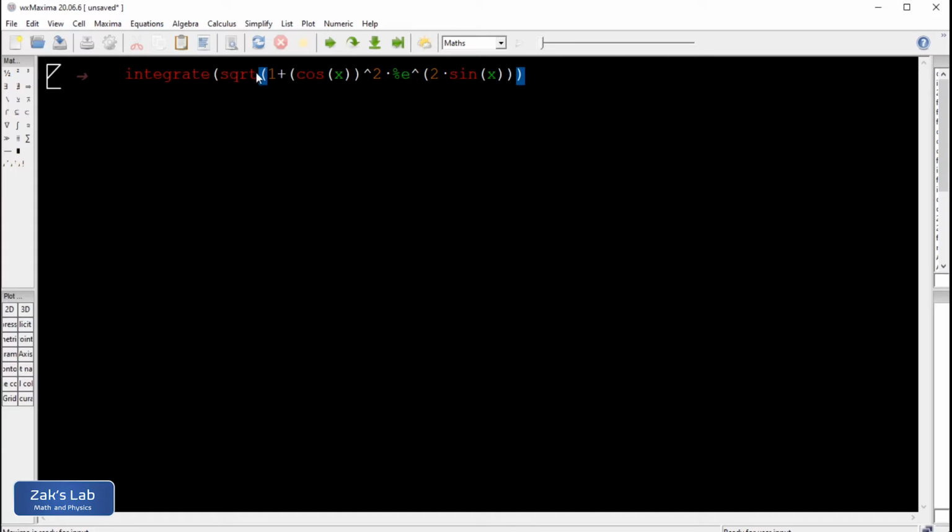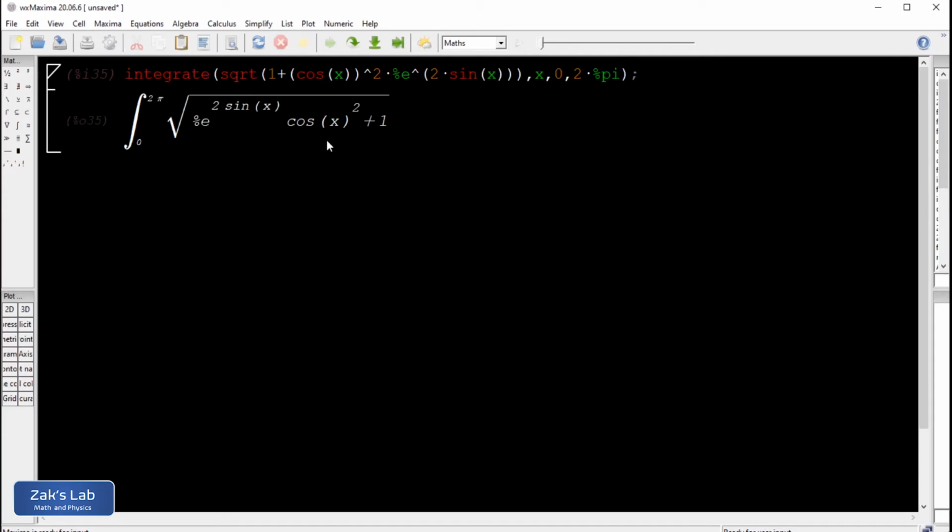I put in my expression for the integrand, the square root of 1 plus the square of the cosine function, multiplied by %e, that's the symbol for e in Maxima, raised to the 2 sine x. I want to integrate that as x goes from 0 to 2 times %pi, that's the symbol for pi in Maxima. I hit shift enter, and Maxima just repeats the integral back to me, which means it doesn't know what to do with it. There is no analytical solution. That's why we're using a numerical approximation in this problem.